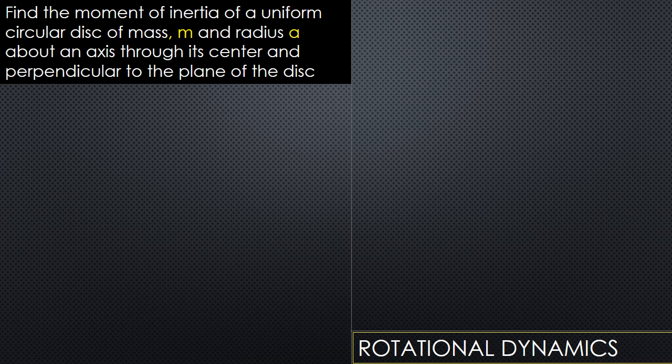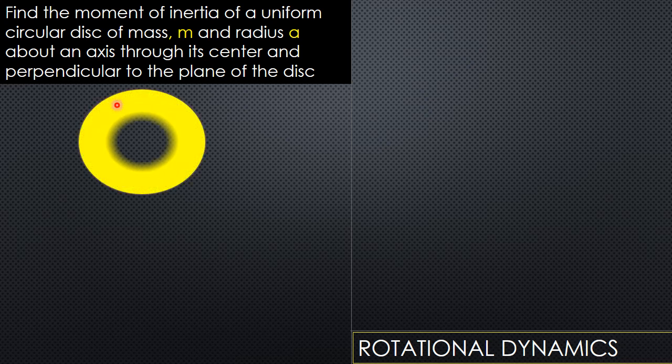Awesome friends, awesome. As you can see, the question reads that we should find the moment of inertia of a uniform circular disk of mass m and radius a about an axis through its center and perpendicular to the plane of the disk. Great. So friends, let's have a picture of how this looks.